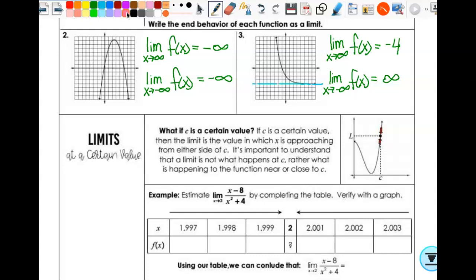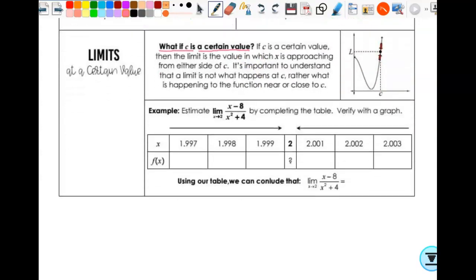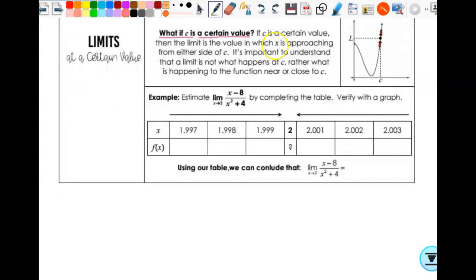So then it says, what if c is a certain value? So instead of saying x is approaching negative infinity, we say x is approaching 5 or whatever. That's more that middle behavior. If c is a certain value, then the limit is the value which x is approaching from either side of c. So we have to come in from the left and the right and see what we're approaching.